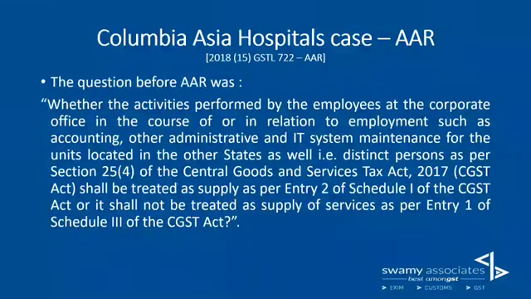So here, all the employees of the headquarters, the distinct person, all these things are only for GST purposes. But the fact remains, Columbia Hospital is a single entity, with a single PAN number and a single balance sheet. So all these employees working in the headquarters are the employees of all the branches also.